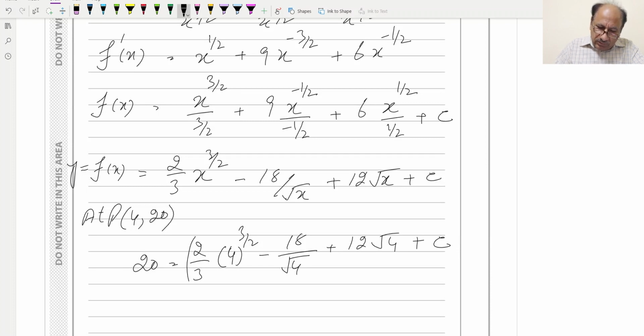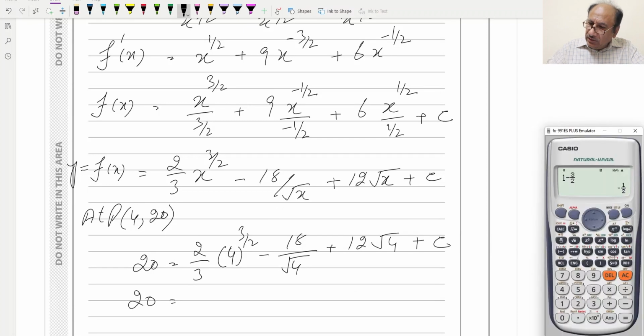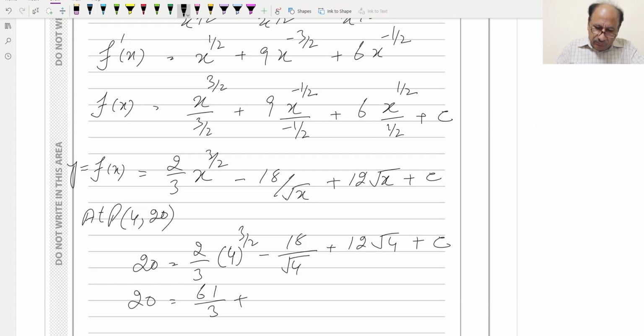So we can basically simplify this whole thing, and we can write it as 2 over 3, and in brackets 4, the power will be 3 over 2, and next we can write minus 18 over root of 4, and next will be plus 12 root 4, and this is equal to 61 over 3. So we can write 61 over 3 plus c.